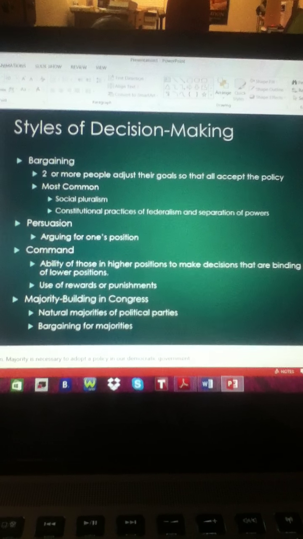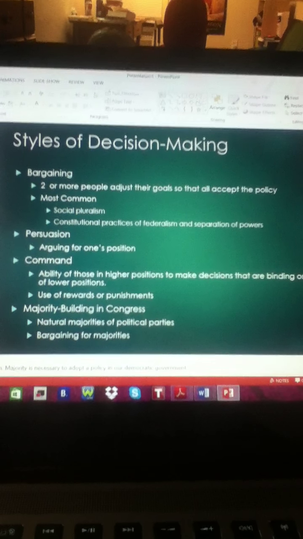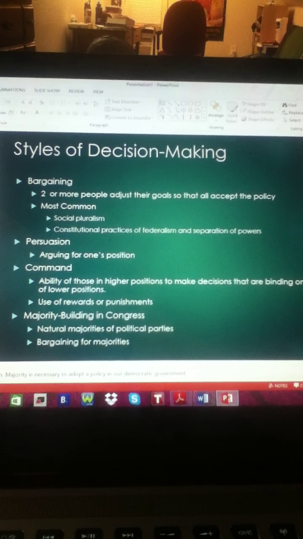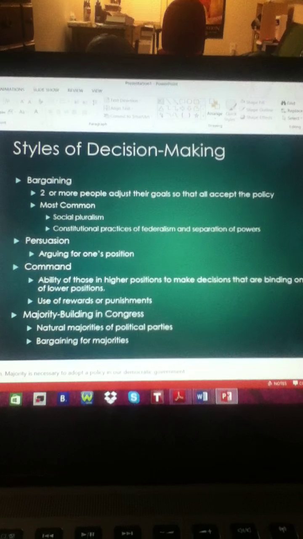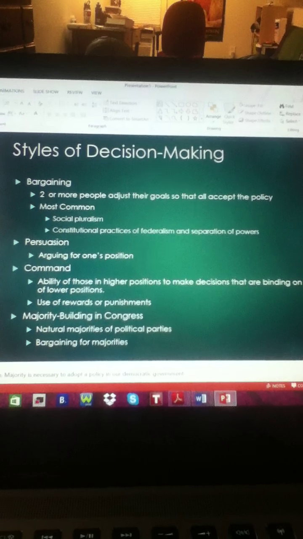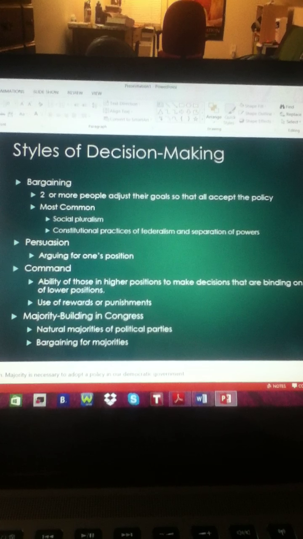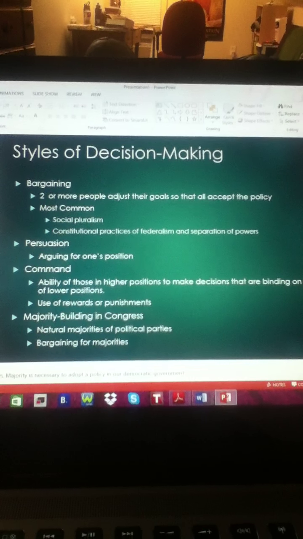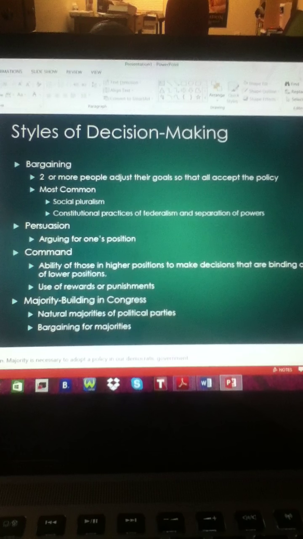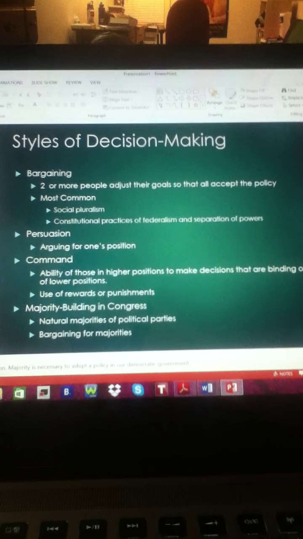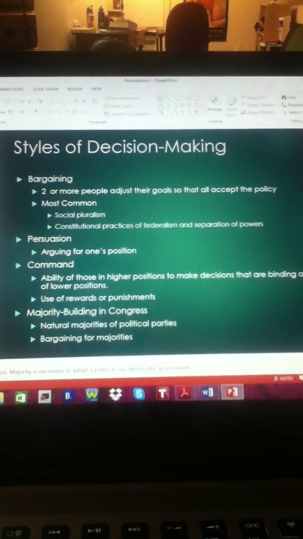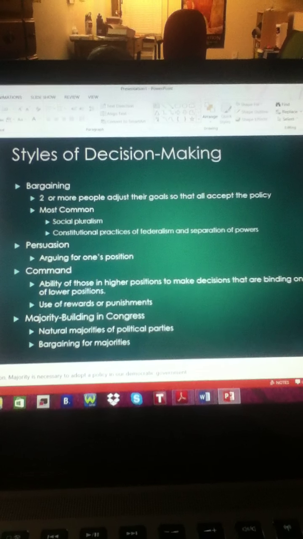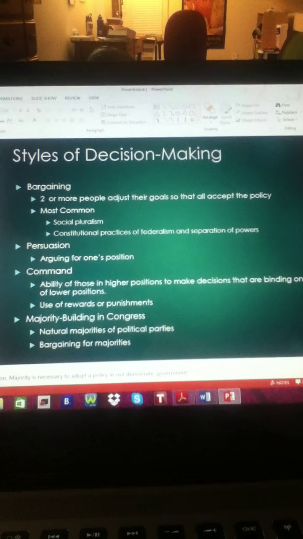Next, Anderson notes the different styles of decision making. One style is bargaining. In bargaining, 2 or more people adjust their goals so that all accept the policy. This style is the most common. Another style is persuasion, which is arguing for one's position.